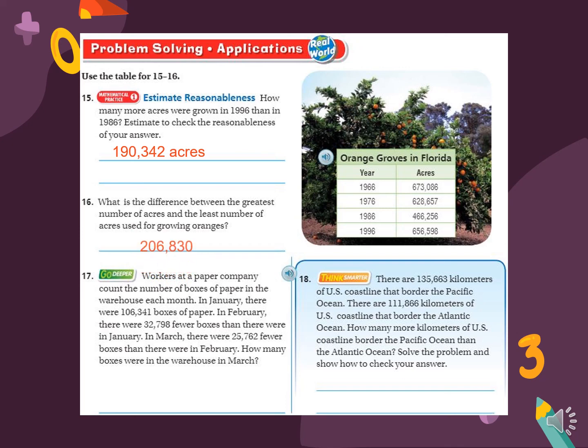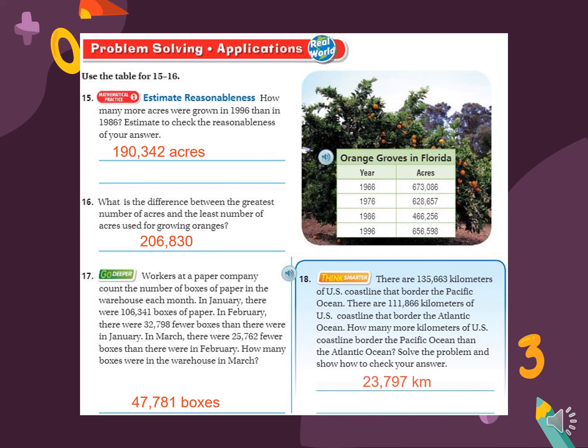Now, what is the difference between the greatest number of acres and the least number of acres used for growing oranges? The answer is 206,830. Workers at a paper company count the number of boxes of paper in the warehouse each month. In January, there were 106,341 boxes of paper. In February, there were 32,798 fewer boxes than in January. In March, there were 25,762 fewer boxes than in February. The question is, how many boxes were in the warehouse in March? It's 47,781 boxes.